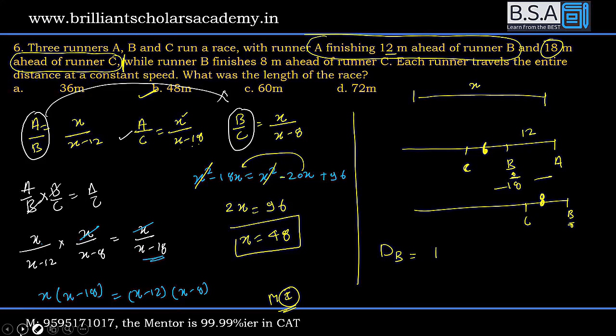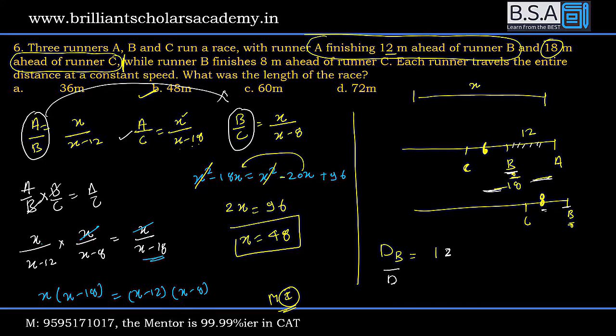I'm establishing a comparison. From this position to this position, how much was the gap here? 12 meters. B has completed 12 meters. What was the gap for C? The gap for C was 18 meters. How much is the gap now? 8. The gap was 18, the gap now is 8.